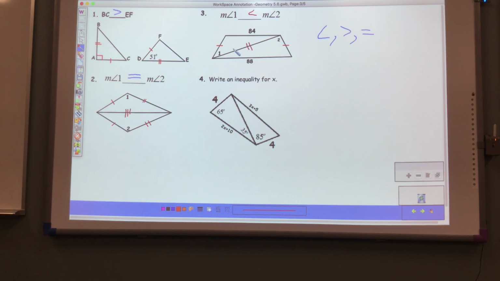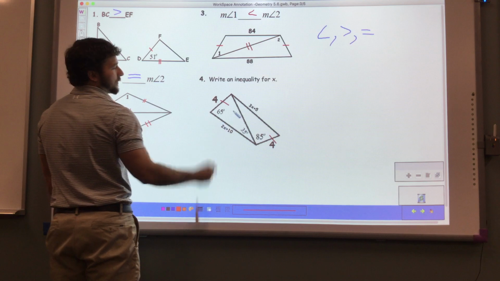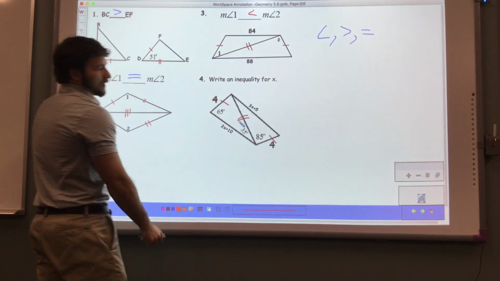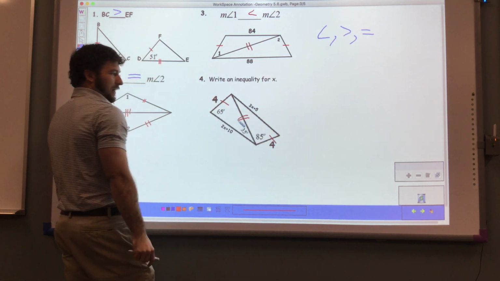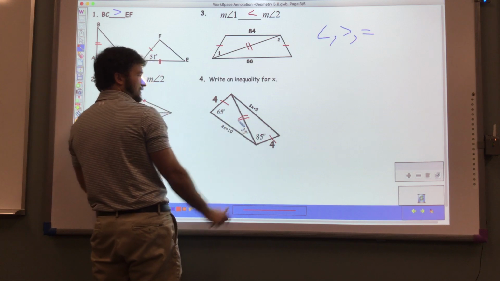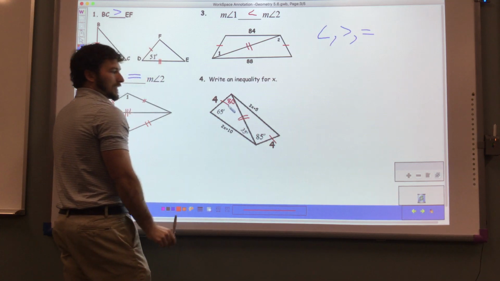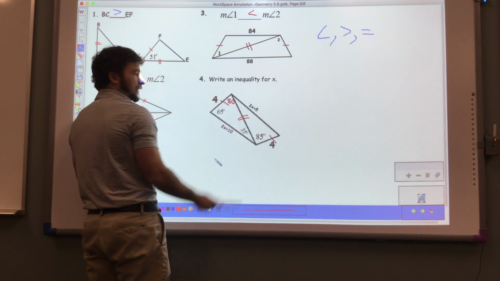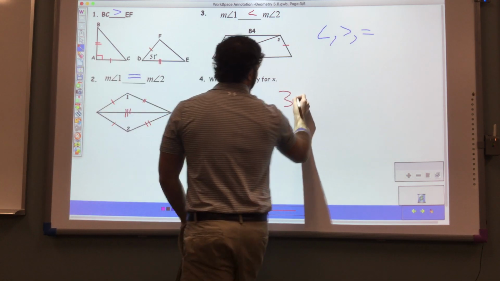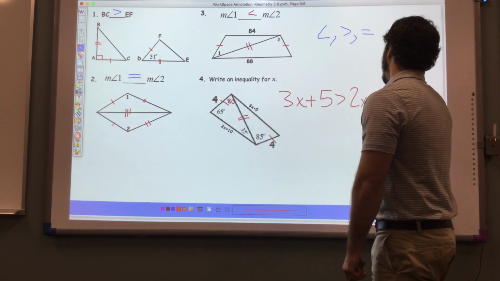And then here we're supposed to write an inequality for x, so we're actually going to solve something. The way we're going to set it up, they have that one congruent and they share this one. So if we compare, we've got 85 here, and we do a little math to find our angle there. 180 minus 65 minus 35 is going to be 80. So if we go off of our theorem, this one has to be greater than this one because it's opposite of the greater angle. So we say 3x plus 5 is going to be greater than 2x plus 10.